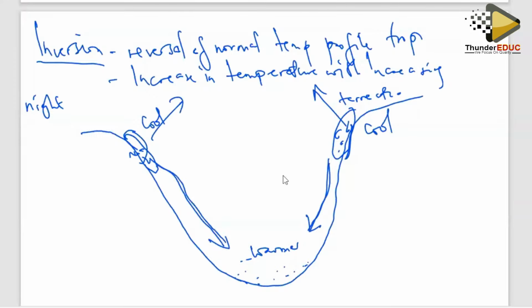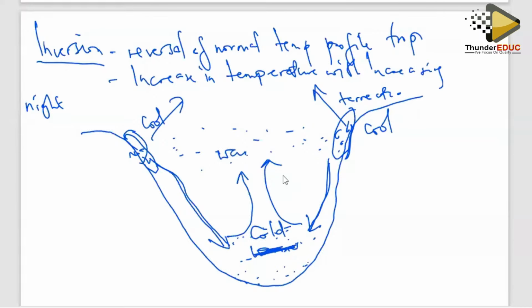As it sinks into the valley, what is it going to do to the warm air which was already in the valley here? This warm air is less dense. It's going to be forced to rise, and the warm air is going to lie above cold air. So this whole part here, because of katabatic winds, is going to become cold. And the upper part of the valley is going to become warm because of the displacement of warm air.